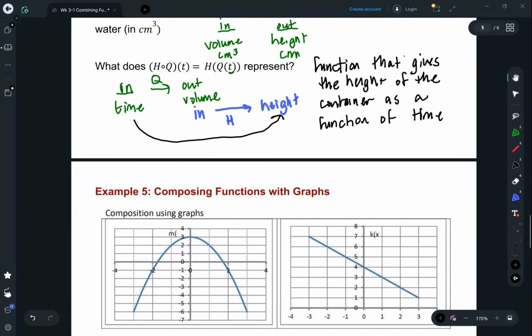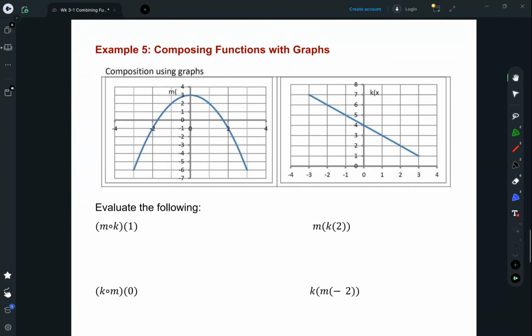All right, let's try composing functions with graphs. Really, this comes down to just doing tables to begin with, but let's give it a try. We have one graph of m, that's our first graph, and our second graph is k. So this is m of x, and this is k of x. All right, let's try to find the first one.